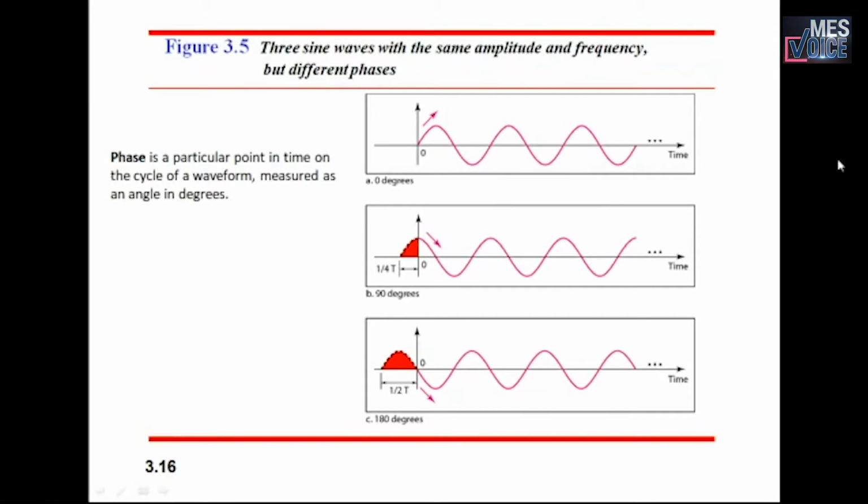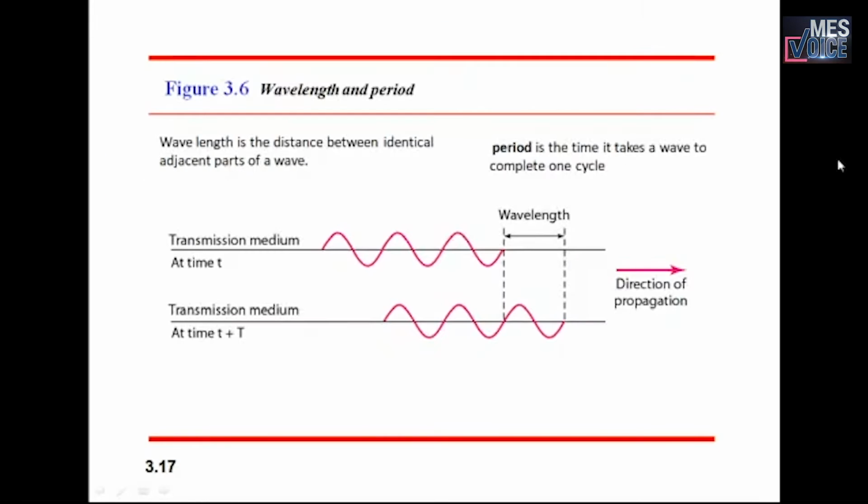Figure B shows a sine wave with a phase shift of 90 degrees. C shows a sine wave with a phase shift of 180 degrees. Phase is nothing but a particular point in time on the cycle of a waveform, measured as an angle in degrees. Now, the wavelength and period.